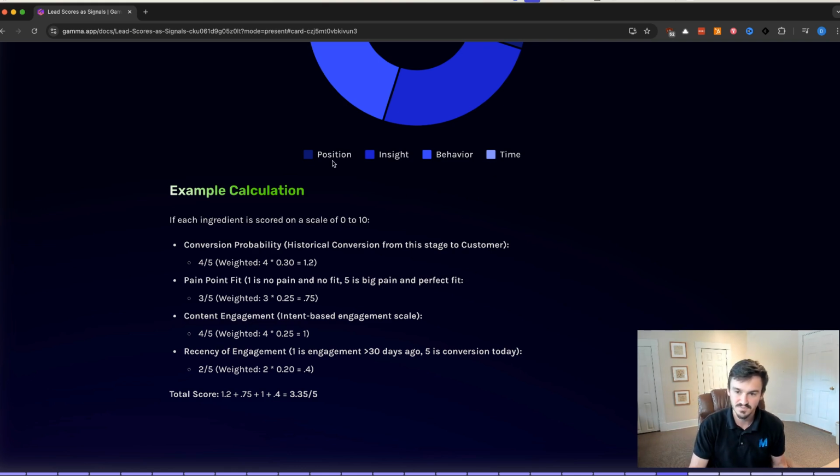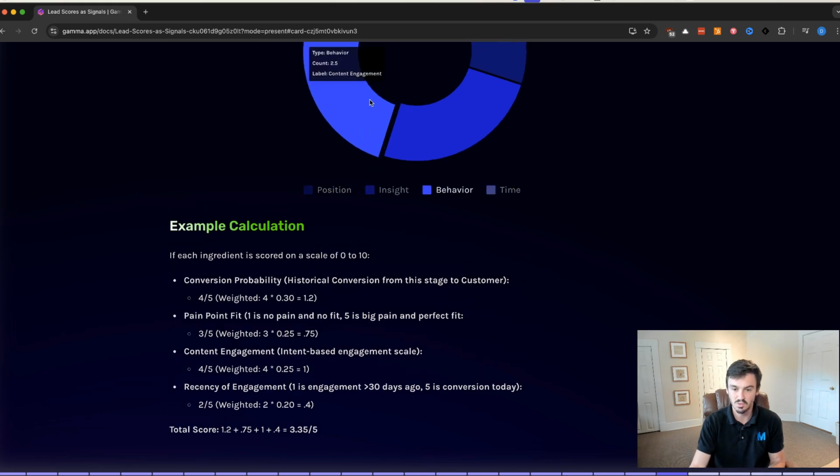And so position is conversion probability, insight is pain point fit, behavior is content engagement, and then time is recency of engagement. And you can see here that we have the criteria for each. So conversion probability is historical conversion from this stage to a customer. So we want to see from this point in the life cycle stage or in the deal stage or both, what has been the conversion rate to customer.